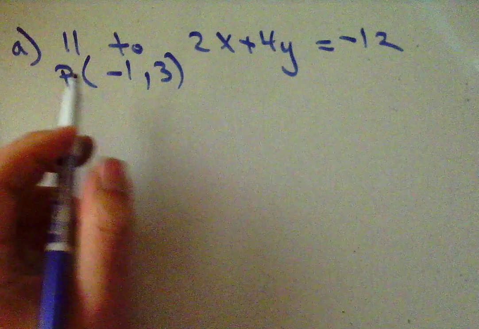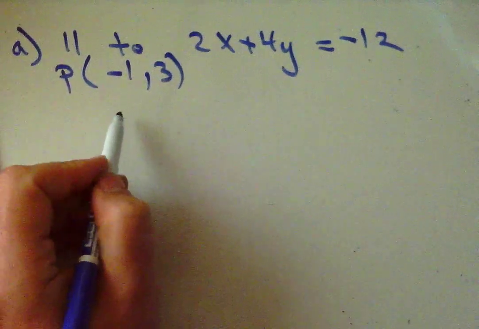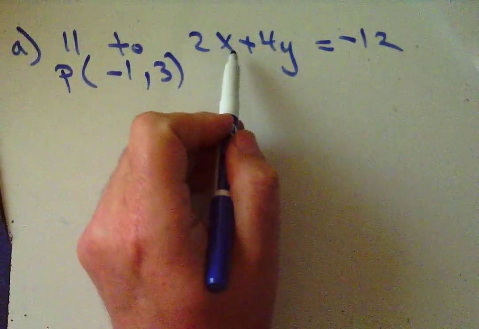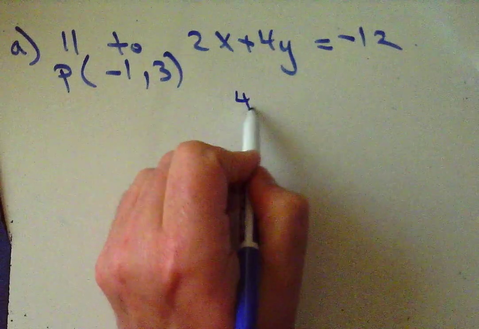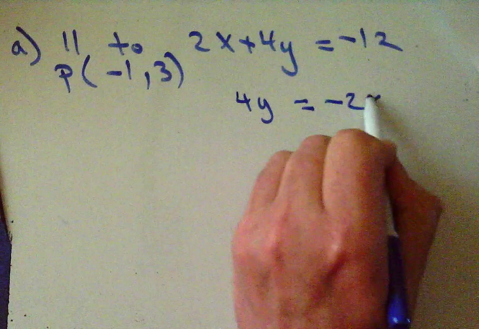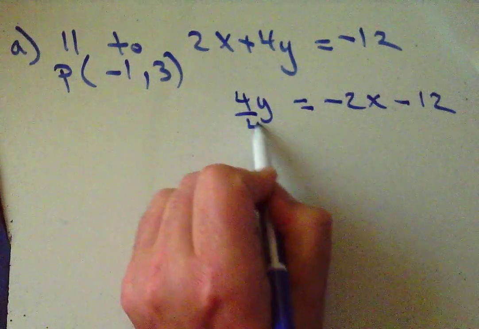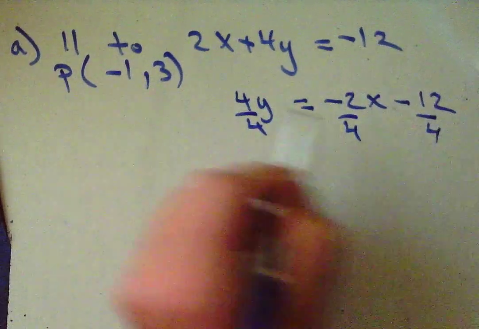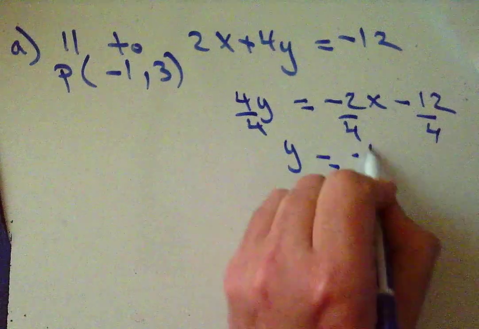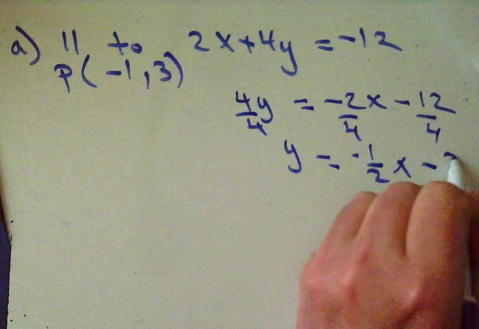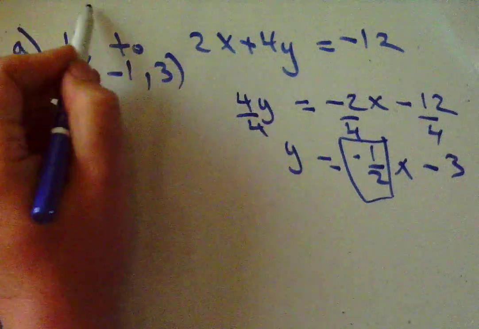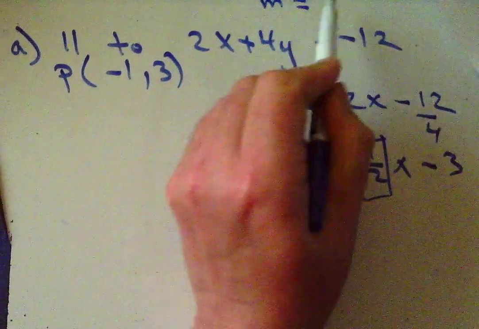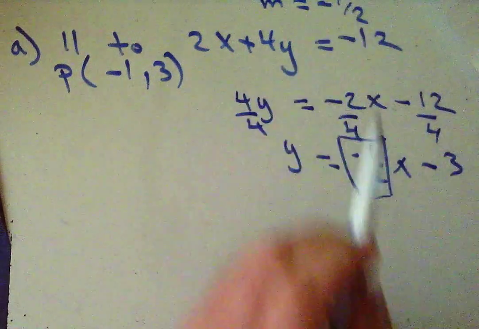Okay, so the first thing I need to do is find the slope, which means I need to write this in slope-intercept form. So if I subtract 2x from both sides, I get this, and if I divide everywhere by 4, I get this. y equals negative 1/2 x minus 3. I see the slope here is negative 1/2. m equals negative 1/2.